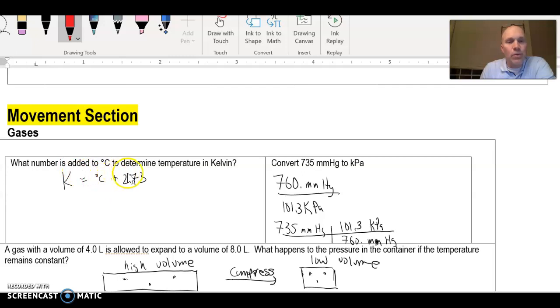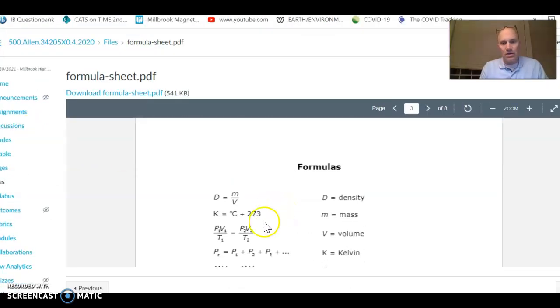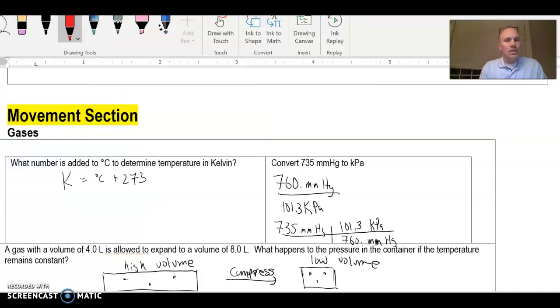First of all, whenever you're doing gas law problems, remember that you often have to convert your temperatures from Celsius into Kelvin, or you might have to convert it back the other way. The formula for how to do that is that Kelvin equals Celsius plus 273. I just want to remind people that that formula is in the formulas guide. If you take a look at the formulas guide on your sheet, you can see it's right there. So it's not even something that you need to memorize. So that's how you would do that.